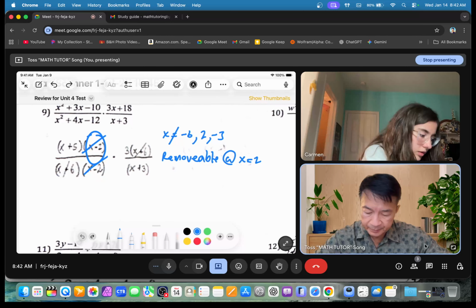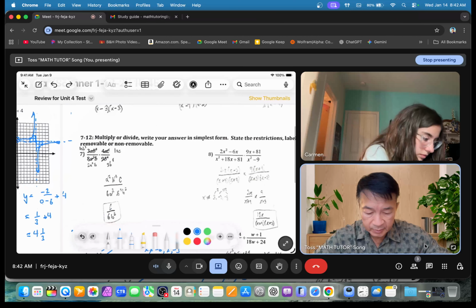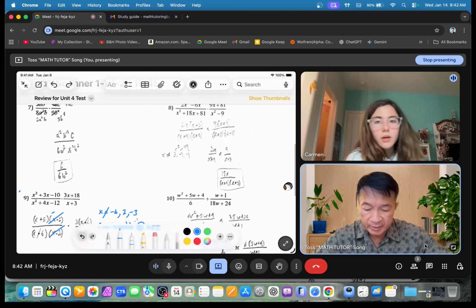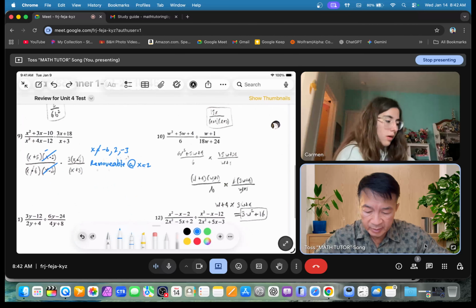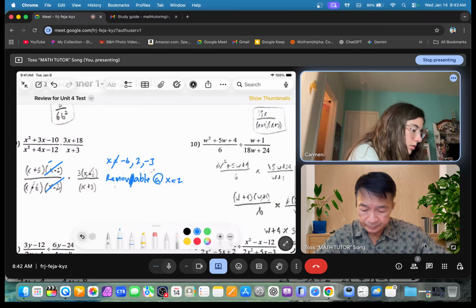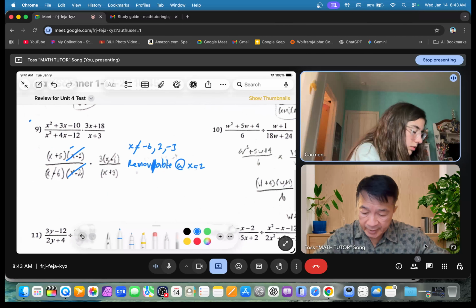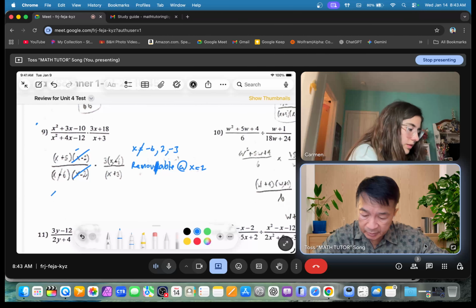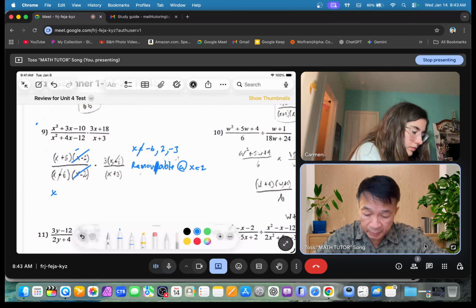That's what your teacher wants, right? Just label it removable. It's only A, no E. So then what would the final answer be? Anything else? Yes. Your final answer should be removable, and not just at 2. It's also -6. You see it right here?